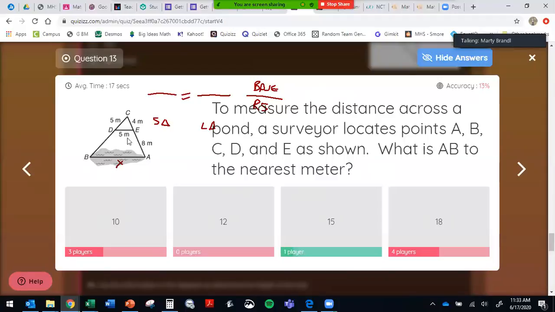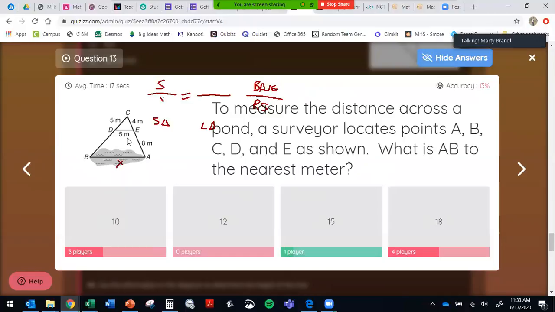Okay, and I just put these things around it so that I remember what's supposed to go where. It helps me to keep things organized, and I would encourage you to do that as you set up your proportions. Okay, so right here, the small triangle, I need the base on the top. So what's the base of the small triangle? 5, right there. And then I need the right side, which is this part right there.